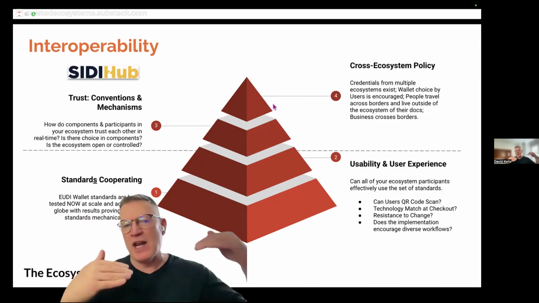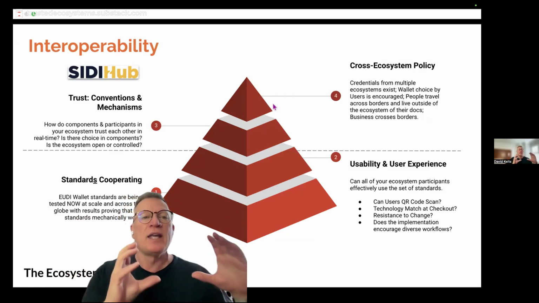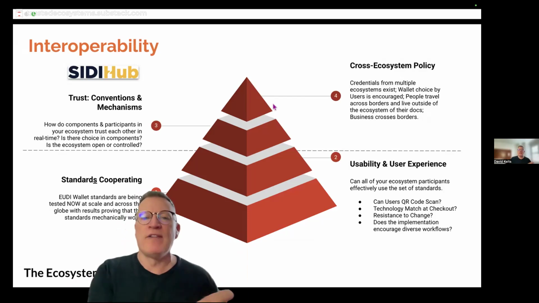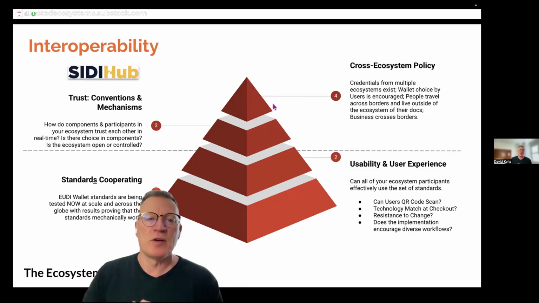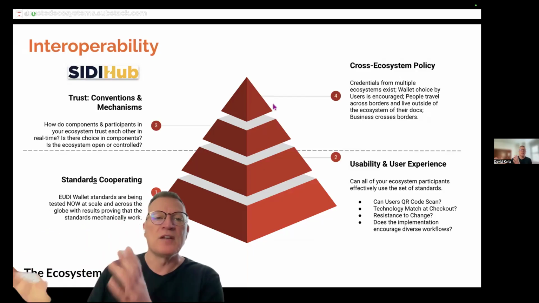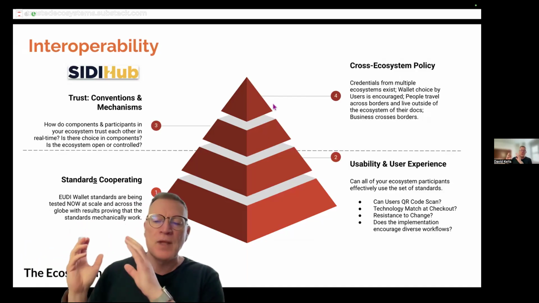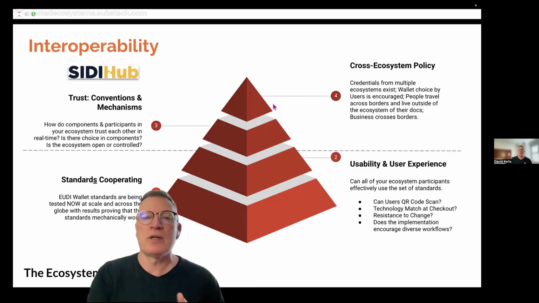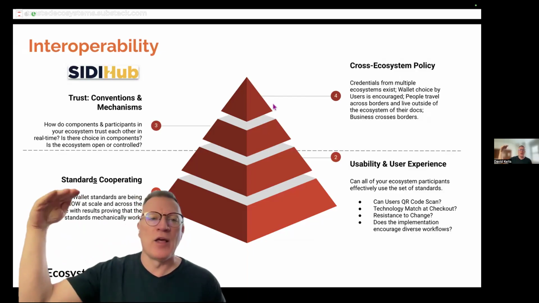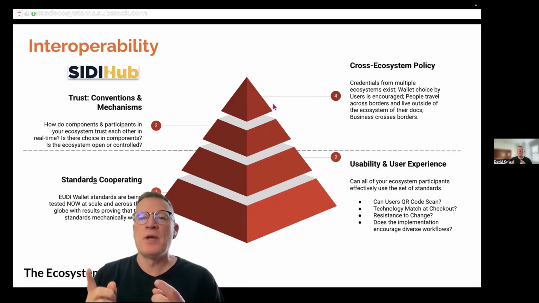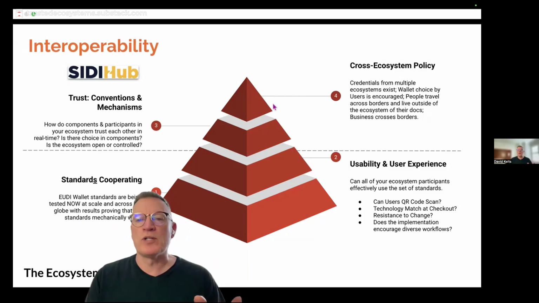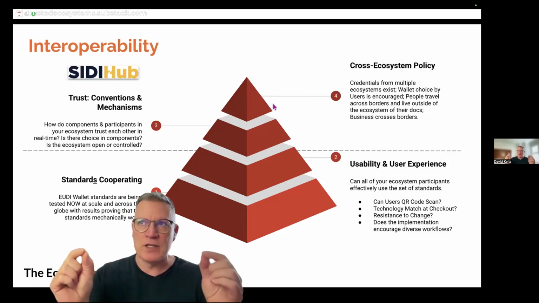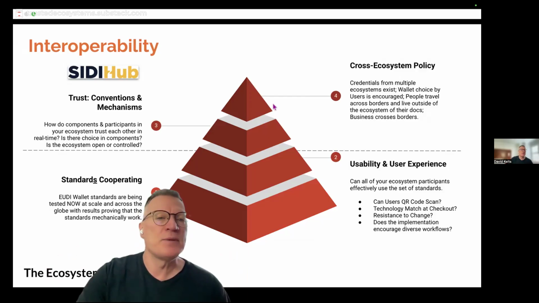Then the next layer above that is where SIDI-Hub is doing work right now. Can we describe mechanisms that are available to an ecosystem operator to communicate real-time trust across the participants in their ecosystem? And how do they wrap those in conventions? How do they wrap those in requirements that are going to match the expectations of participants in their ecosystem? And then on top of that, another parallel effort on how you map from ecosystem to ecosystem, create compensating controls, and allow people to cross borders. How do you create enough understanding that those conventions can be mapped?